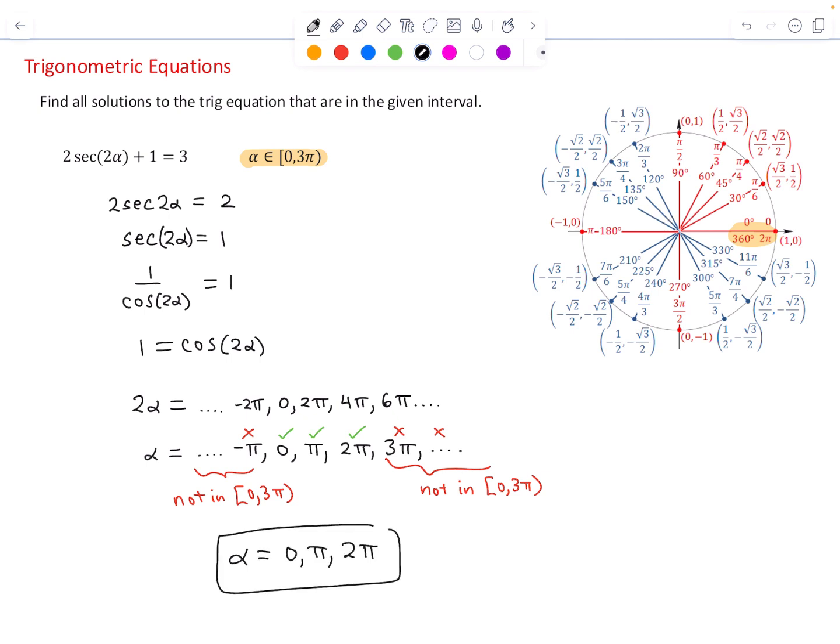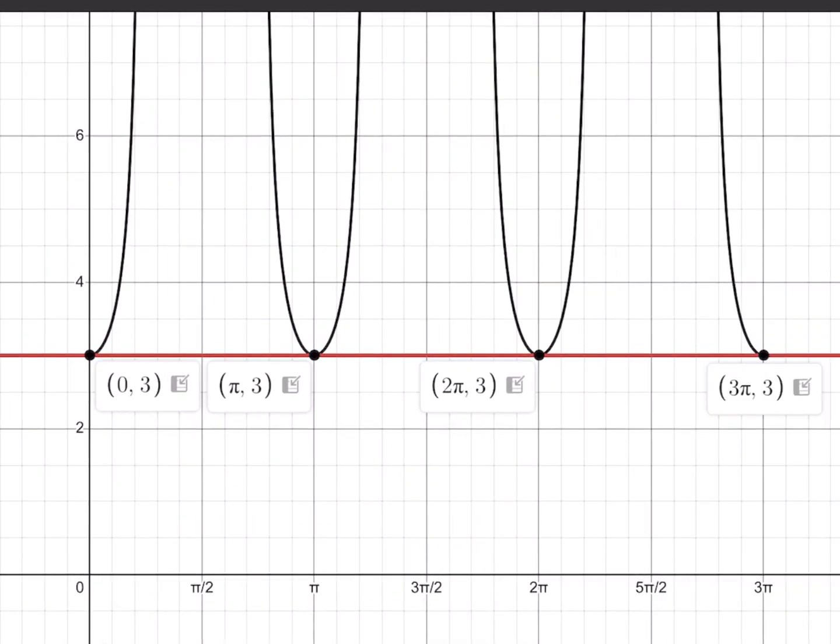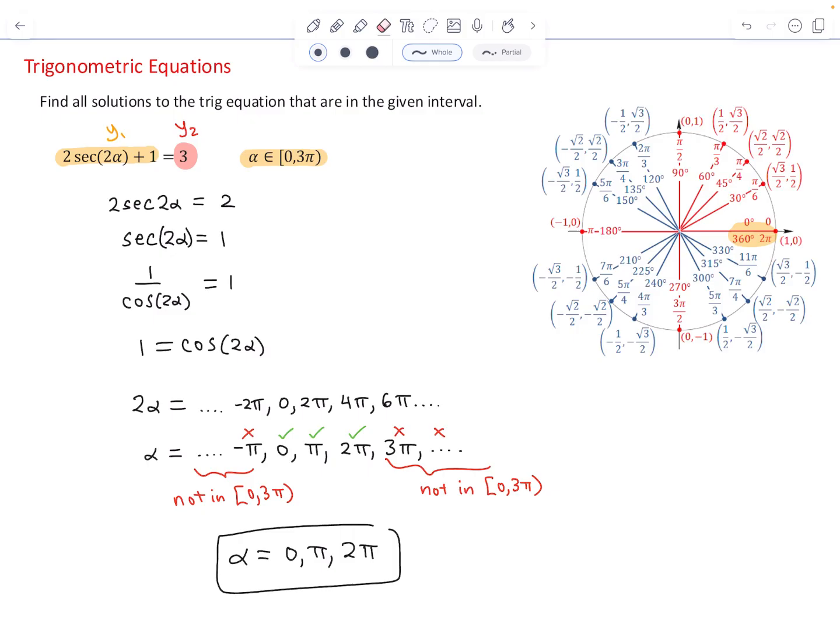Verify that all three of these satisfy the equation. Graph the left side of the equation as one function, the right side as a second function, and then look for points of intersection that satisfy this window. When I do so, I see what appears to be 4 points of intersection, but be careful that the fourth point here on the right is not included because 3 pi is excluded from our window of acceptable answers. So only these 3 points of intersection count, and they correspond to x being 0, pi, and 2 pi. Okay, let's go to the next slide.